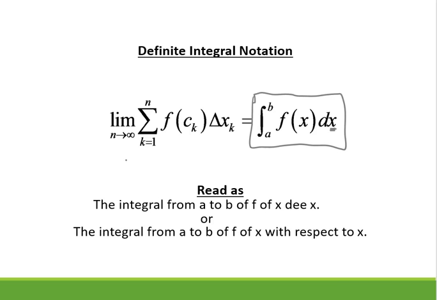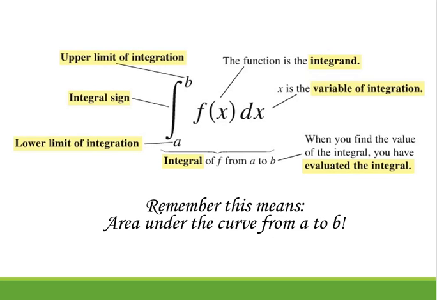Okay, so remember the first thing that we really talked about was limits. And then we defined limits when we were talking about derivatives. Now we're using limits to talk about integrals. So let's break down that integral symbol for you. We have our a to b, so the lower limit, the upper limit, integral sign. We talked about that when we talked about antiderivatives. This is the integrand. And then this is called the variable of integration. And again, remember this means area under the curve from a to b.